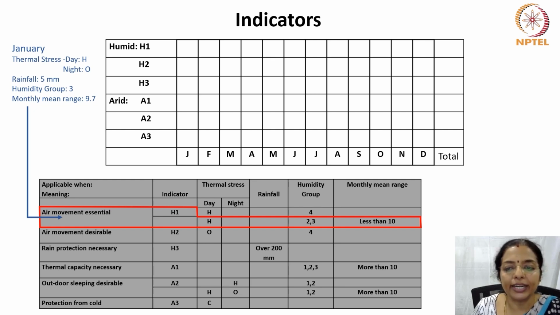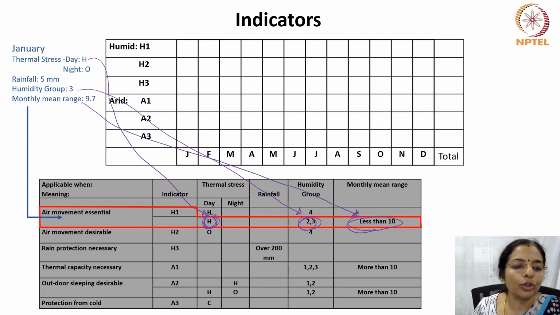The humidity group is 3. See, this is H. During day it is H. So you consider this. You see the humidity group as 3. So you consider this. And monthly mean range must be less than 10. So 9.7 is less than 10. Therefore, you will require air movement. That is what the indicator says. So we will mark this as the indicator is H1 and we will mark H1 here.